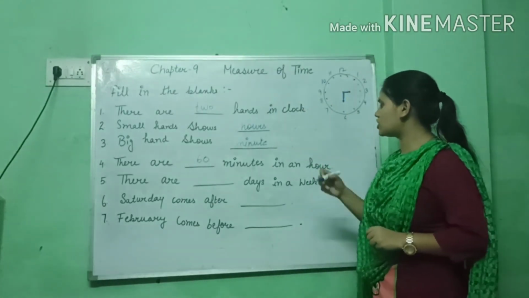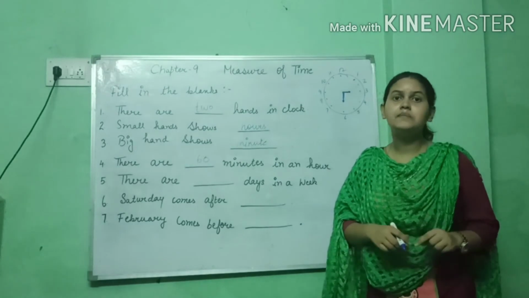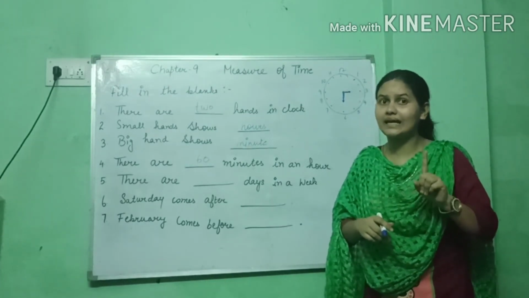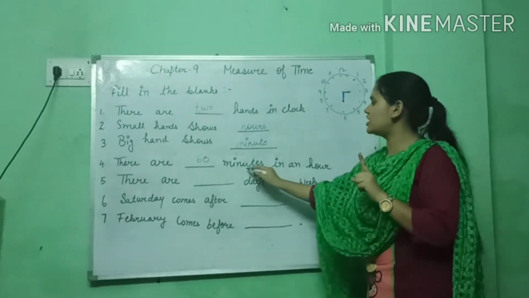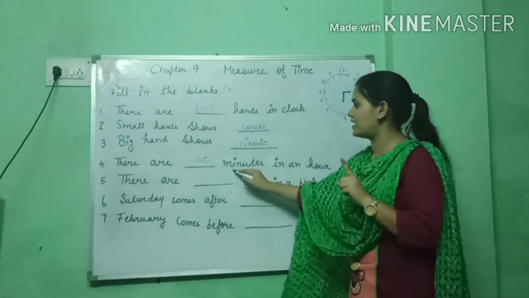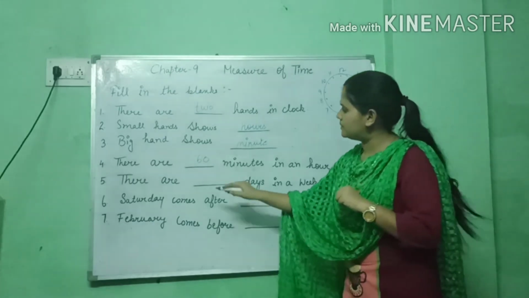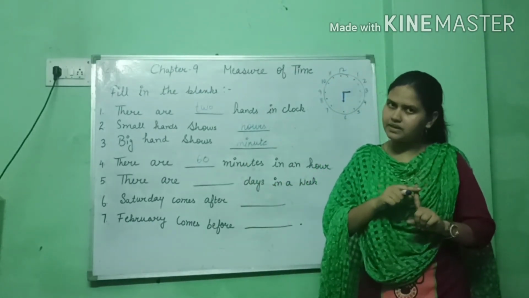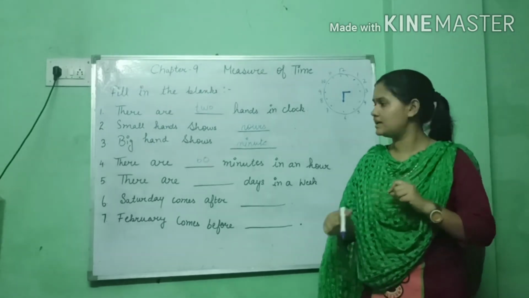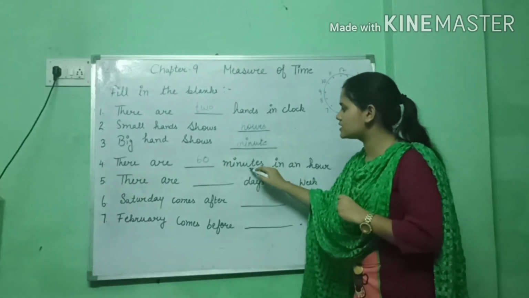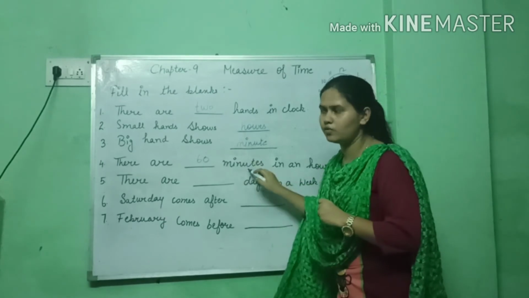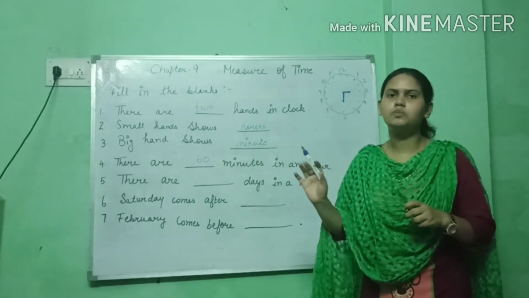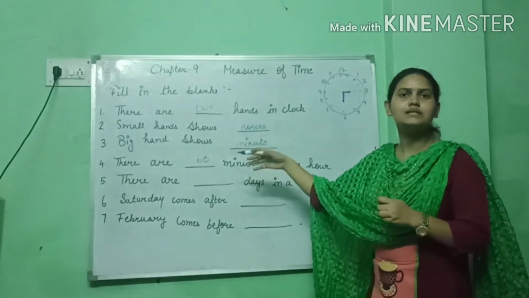And if there is a question, how many seconds in 1 minute, right? If we take minute here, we can write seconds here. There will be 60, because there are 60 minutes in 1 hour, and in 1 minute there will be 60 seconds. In this way you can learn about minutes and 60 seconds.